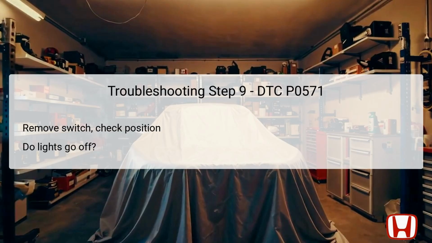In this 9th step, facilitate a physical inspection of the brake pedal position switch by removing it while keeping the connector attached, then evaluating the brake lights during the test. If the lights deactivate while the switch rod is pressed, this indicates an installation issue with the switch itself, necessitating a reinstallation and height adjustment.